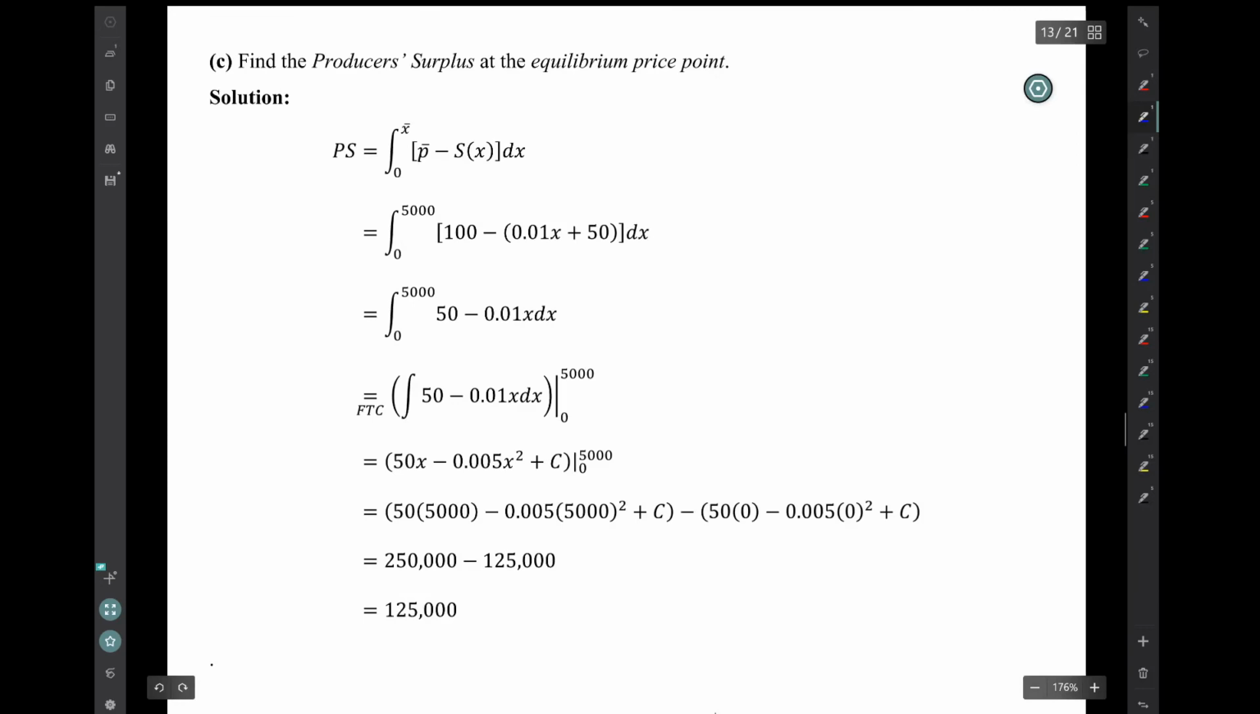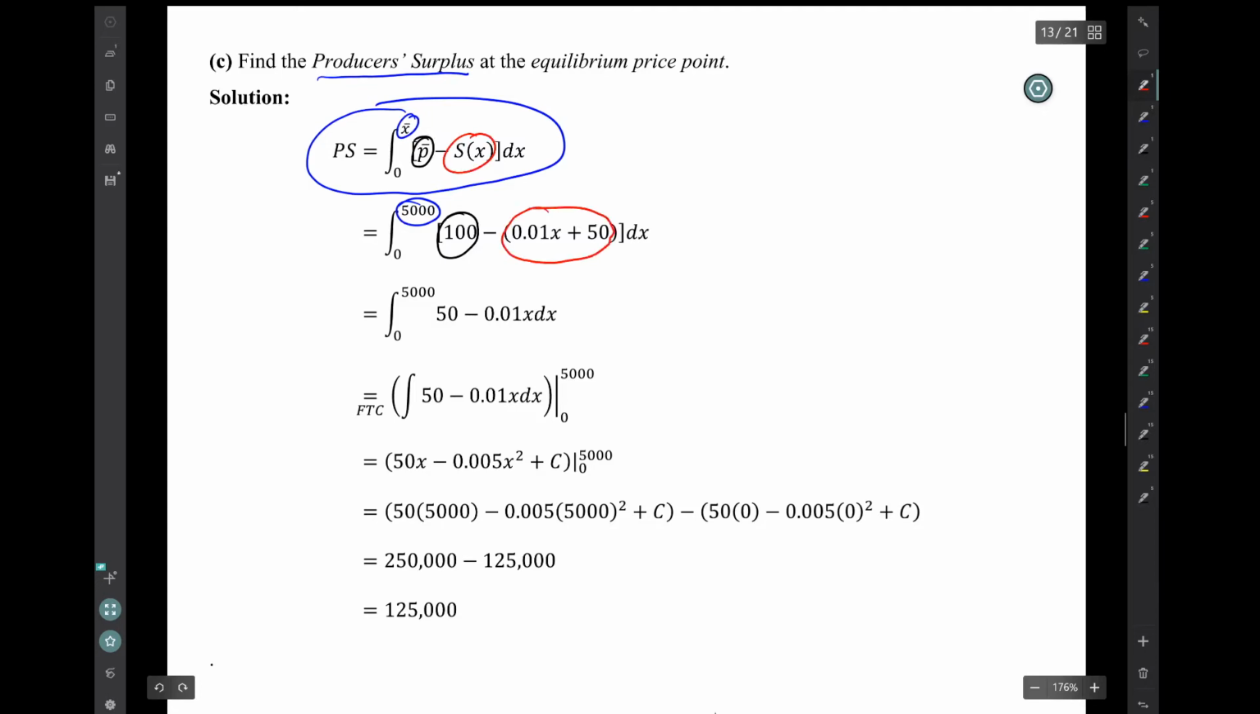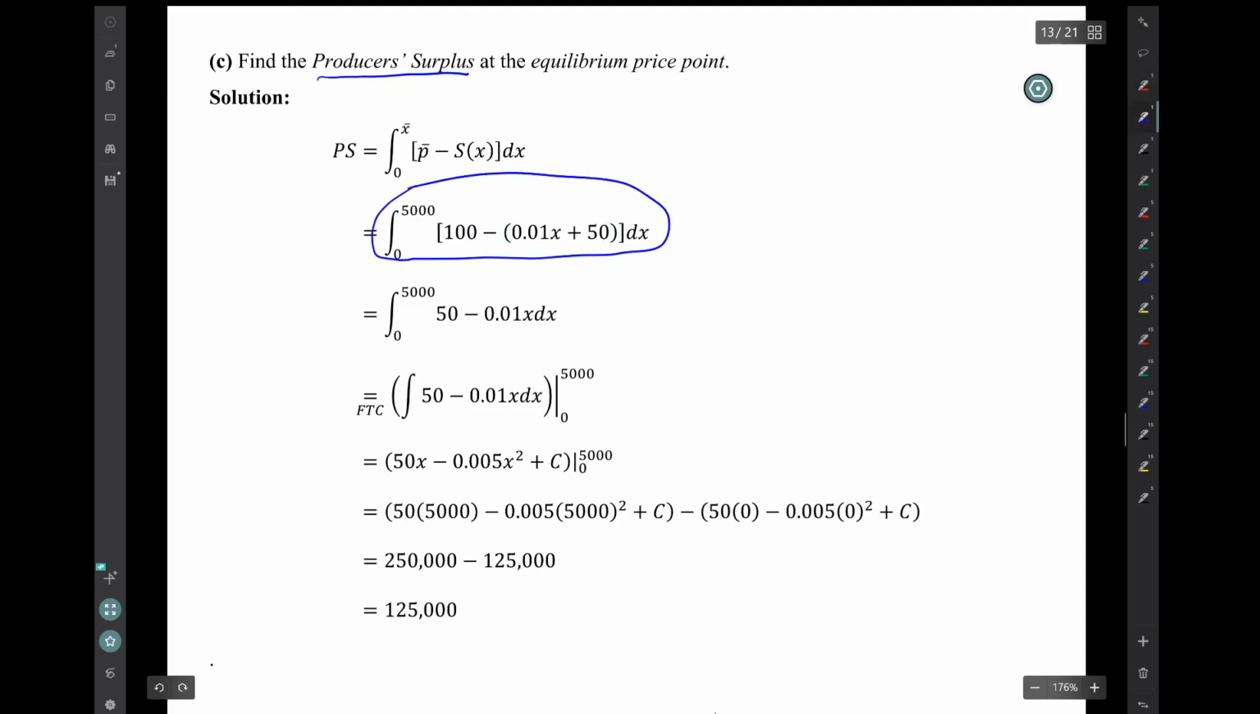Question C, find the producer's surplus at the equilibrium price point. Well, the producer's surplus is given by this integral formula, so we have to substitute in our value of x bar, which is 5,000, substitute in our value of p bar, which is 100, substitute in the formula for the supply price function, that formula, and we end up with this definite integral to do. First thing we do, again, is to simplify the integrand before integrating.